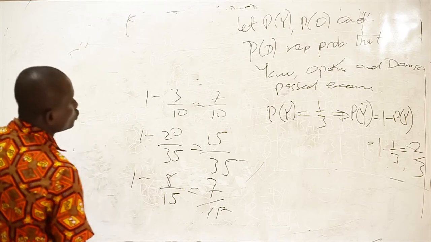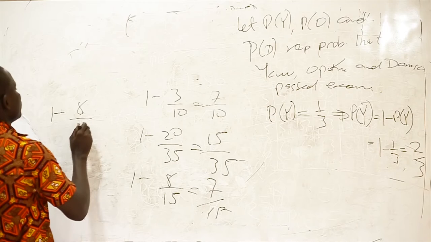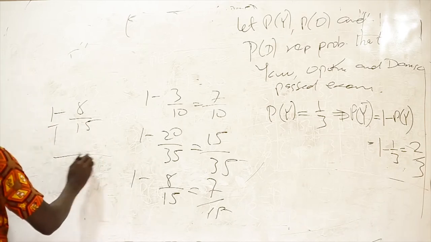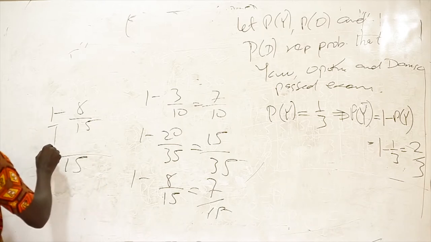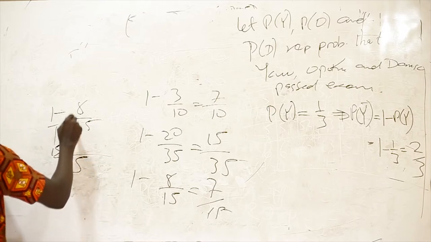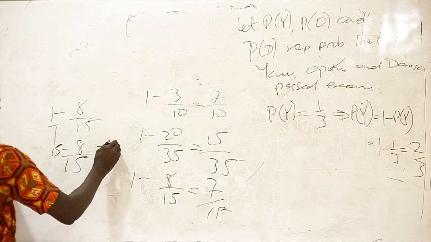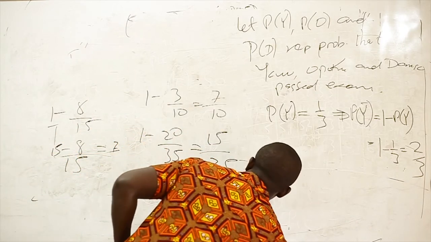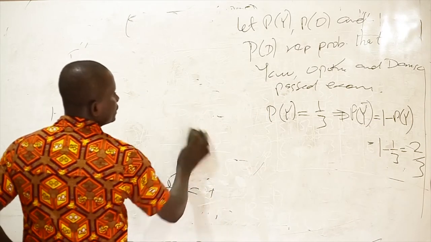If you want to cross-check it, let's see this. 1 minus 8 over 15. This is over 1. If I want to find the LCM, the LCM here is 15. 1 goes into 15, 15 times 1. 15 goes into 15 once, times 8 is 8. That's why we see 15 minus 8, which would be 7 over 15. So I want you to get that concept clearer. After that, we can move very fast.